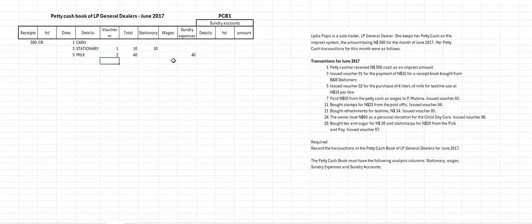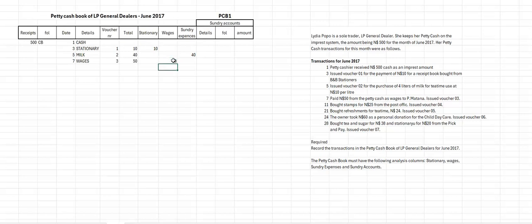Then our next transaction is on the 7th. Paid $50 from the petty cash as wages to P. Matana, issued voucher 03. So just as a note, salary or wages are only paid for casual workers out of the petty cash. Because you are not supposed to pay salary or wages for permanent staff from this petty cash account. You need to pay it from your bank account. Okay, so on the 7th we paid wages. Voucher number 3. And the total wages we paid was $50. Okay, what did we pay for? We did not pay stationery, we paid wages.